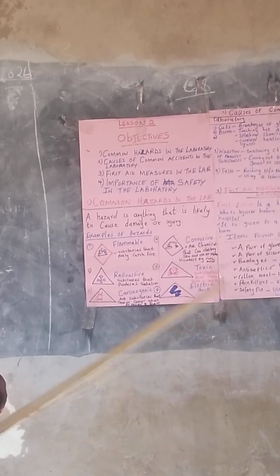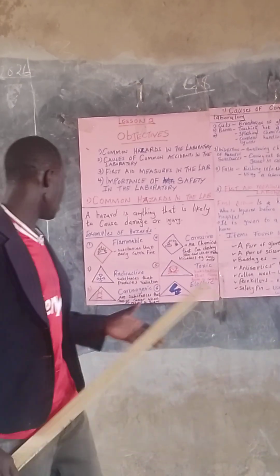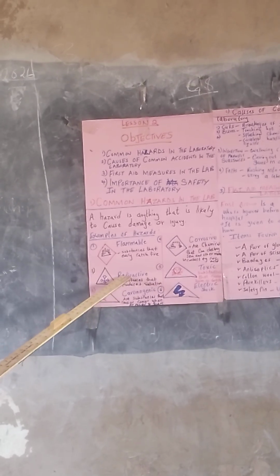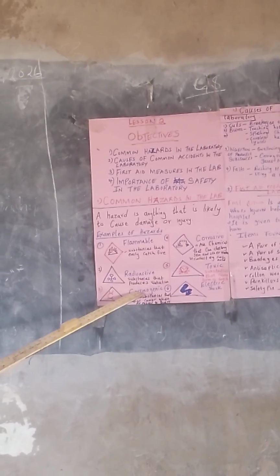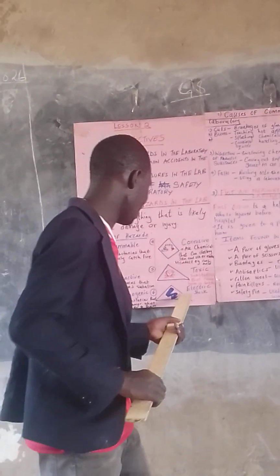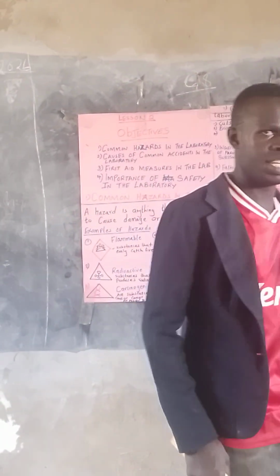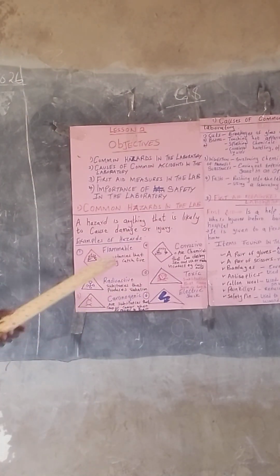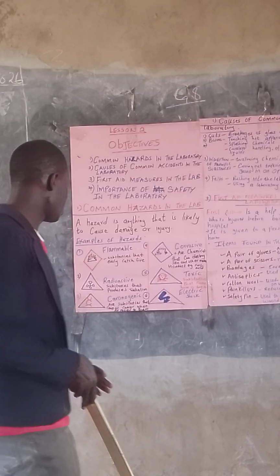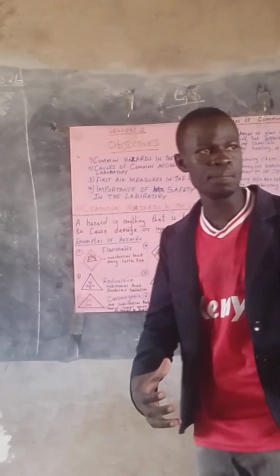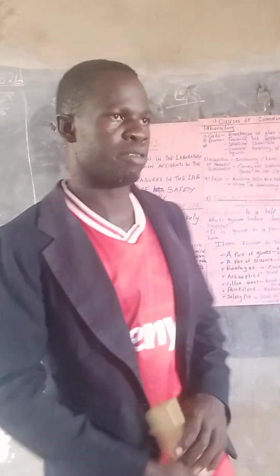Now, these hazards include, number 1, flammable, radioactive, carcinogenic, corrosive, and toxic. Also, we have electric shock. Dear students, you need to ensure that you get the symbols, the meaning, and example of each hazard, because in our exams they can draw for us and ask us to name and give the example of each.